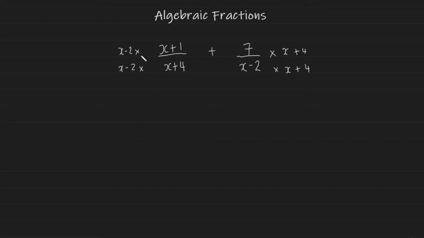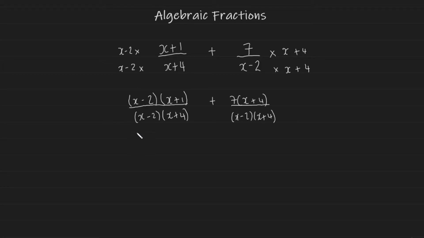Now we actually carry out the multiplication. So it's going to be an expression multiplied by an expression, which is essentially expanding two brackets. So we're going to have the following, which is x minus 2 multiplied by x plus 1 and 7 multiplied by x plus 4. And this is all over x minus 2 multiplied by x plus 4. Now, since we have a common denominator, we can write these two fractions as a single fraction, which looks like this. And then we can now expand all of the brackets and simplify. So that's what I'm going to do next.